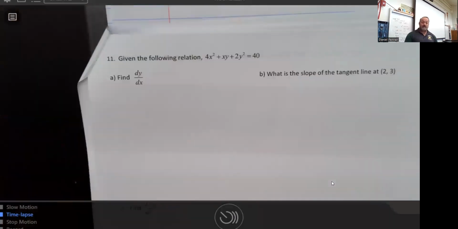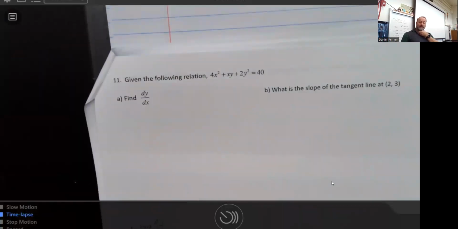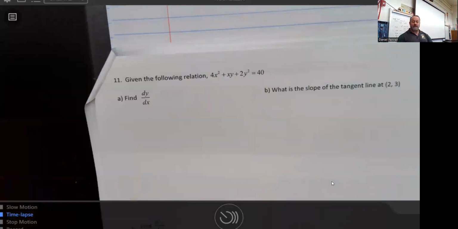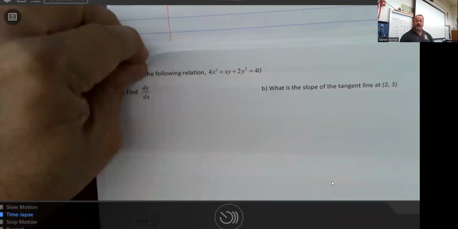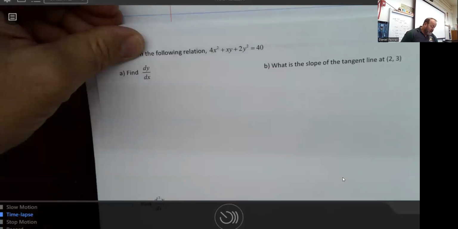And honestly, this is very, very similar to the problem that I asked last year. So we're going to start by finding dy/dx. This problem really has very little to do with part A, and it mainly has to do with part C that we're going to get to. And I really wanted to spend my time on part C. So let's see what we've got.